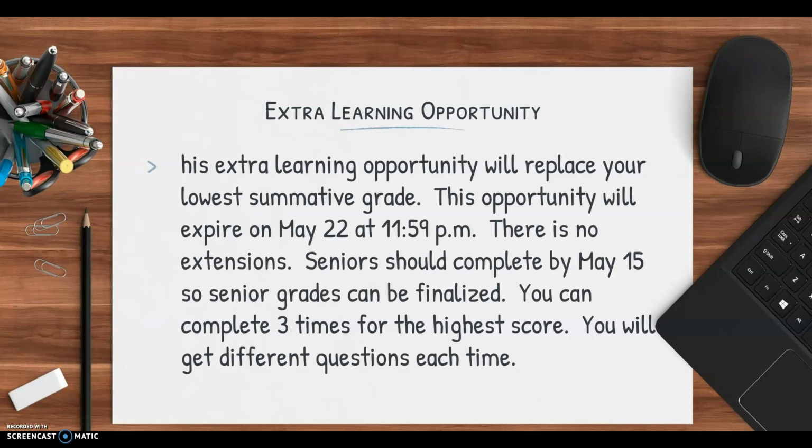So basically, this extra learning opportunity is a review test with questions from all of our units that we've had this semester. There are about 75 questions. You're going to get 15 questions each time, so you'll get different questions each of the 3 times that you complete it. And then I will take the highest score. And if that score is higher than one of your summatives, I will replace the summative.